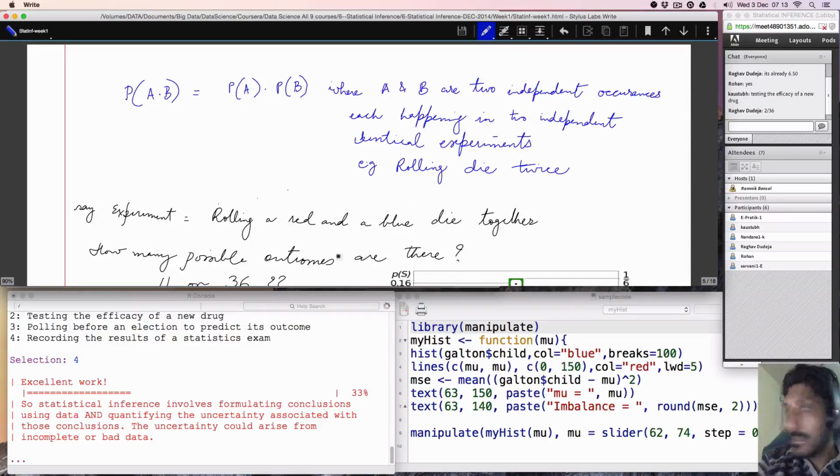Now, Debashri, you may also want to join in the Adobe Connect.